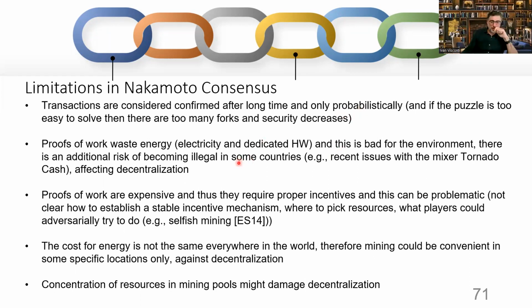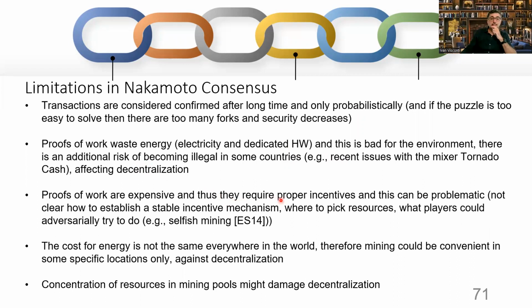You have to wait until a transaction is confirmed. Number two, waste of energy and resources because of the proof of work. It's bad for the environment. Moreover, it can be an excuse for a country to say, look, this is illegal because you are polluting too much, right? And we know that countries and governments sometimes need those excuses to stop services. So that's not something to ignore. And the fact that a country can stop the mining activity affects decentralization, because then only part of the world controls the blockchain, right?